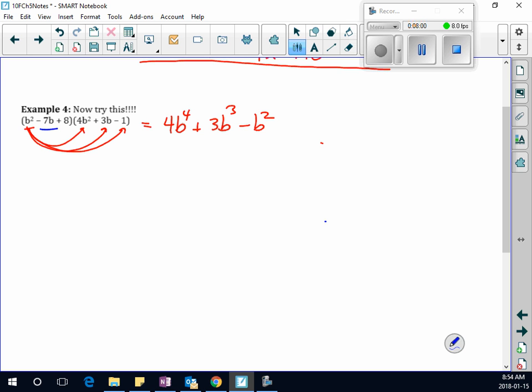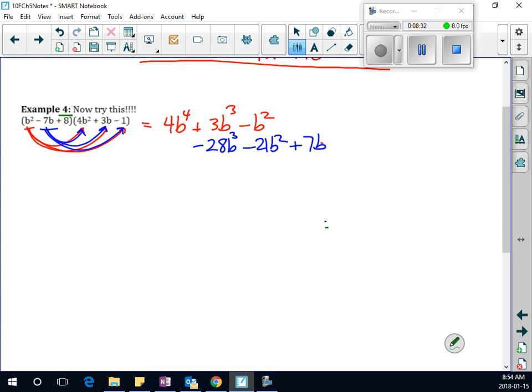I'm going to line them up so the like terms are underneath each other. So minus 7b times 4b squared would be minus 28b cubed. Minus 7b times positive 3b would be minus 21b squared. And then minus 7b times minus 1 would be plus 7b. Okay, I'm going to change my color again. And we're going to do the third term now.